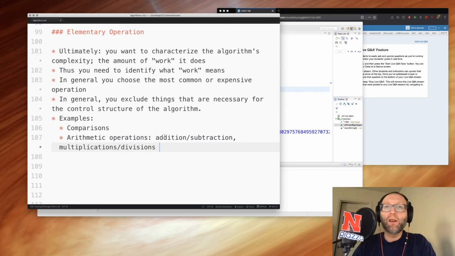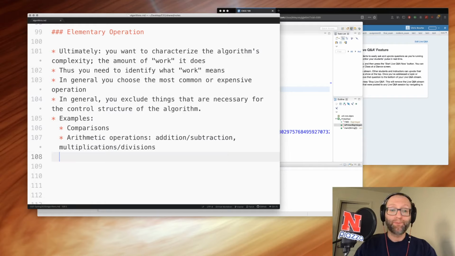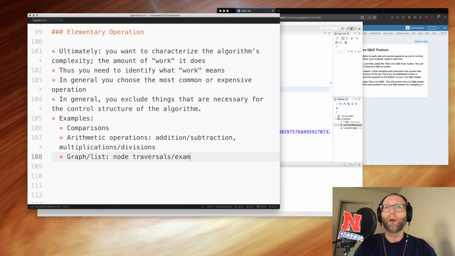If you were looking at an addition versus a multiplication, of course you would choose the most common one, but all things being equal, multiplications are going to be way more expensive on modern hardware than our additions, right? Depending on how they're done. Or if you've got a graph or a list, you might say node traversals or examinations. If you're at a particular node in a linked list, then the processing of that node, whatever that processing means for your particular algorithm, right?